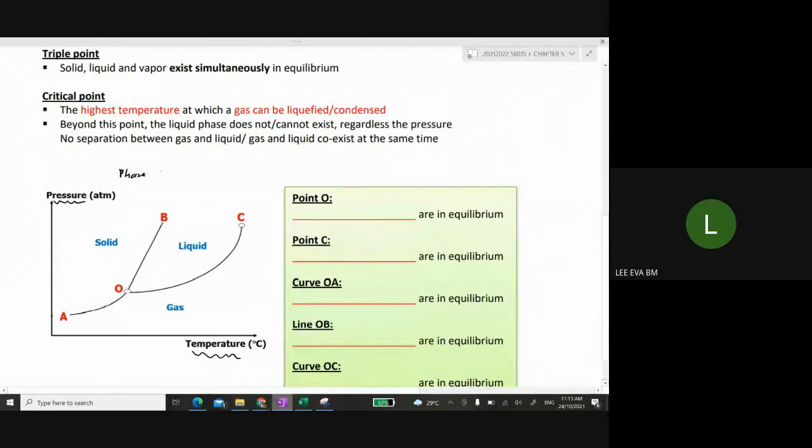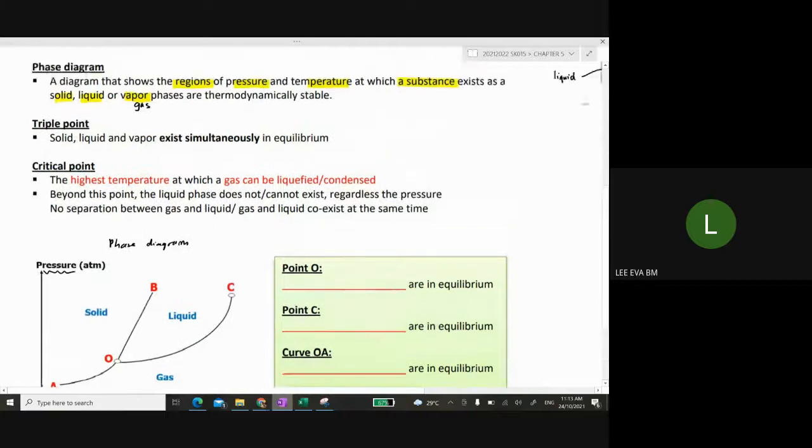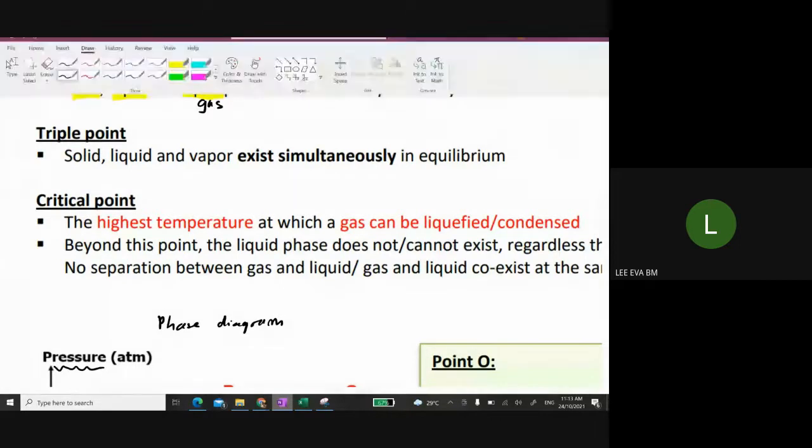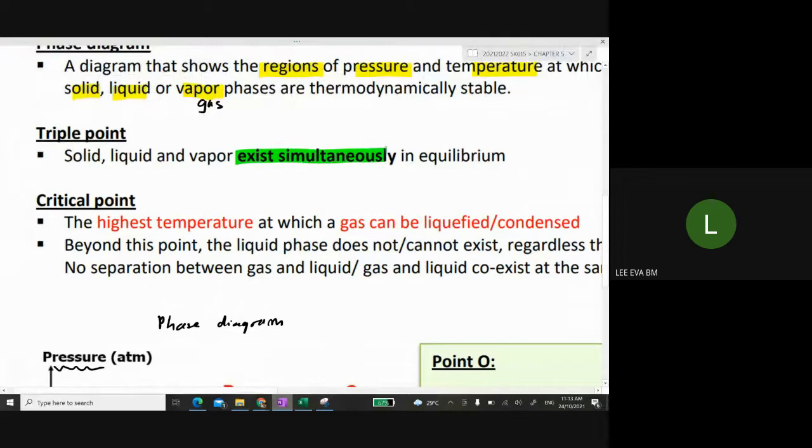Okay, phase diagram. And then in this phase diagram, there are two very important points over here. One of them is the triple point. So please recognize the definition of triple point. Triple point refers to when you have solid, liquid, and vapor that exist simultaneously in equilibrium. So please highlight also the words exist simultaneously, or maybe you can write exist at the same time. So at the same time, you can find three of these phases, solid, liquid, and vapor.